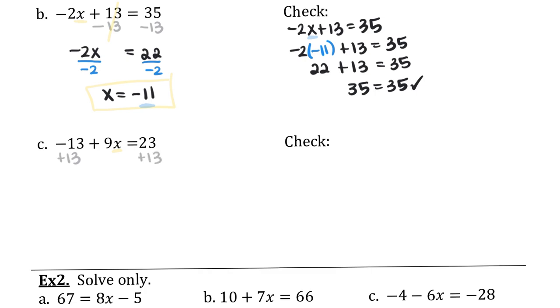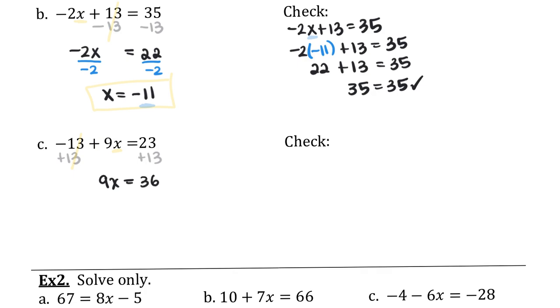You can only do it to like terms, so I add it to the 23. Negative 13 and plus 13 is 0. I'm going to bring down what's left. It says plus 9x. There's nothing to plus it, but it is a positive 9x. Positive 9x. And then 23 plus 13, 3 plus 3 is 6, 2 plus 1 is 3.